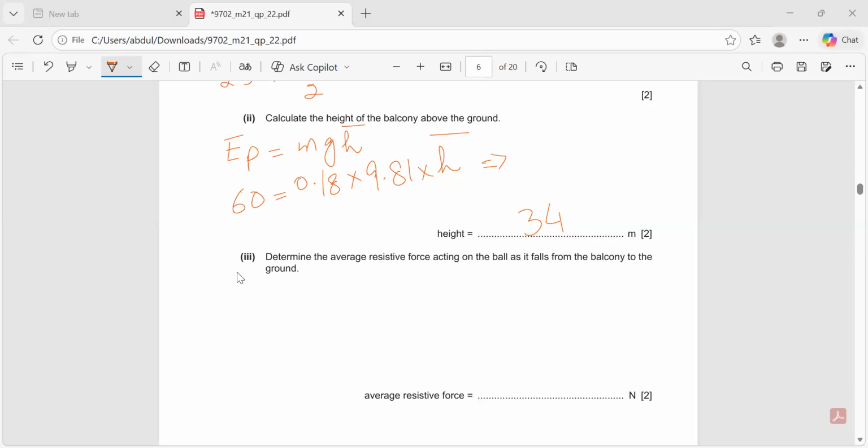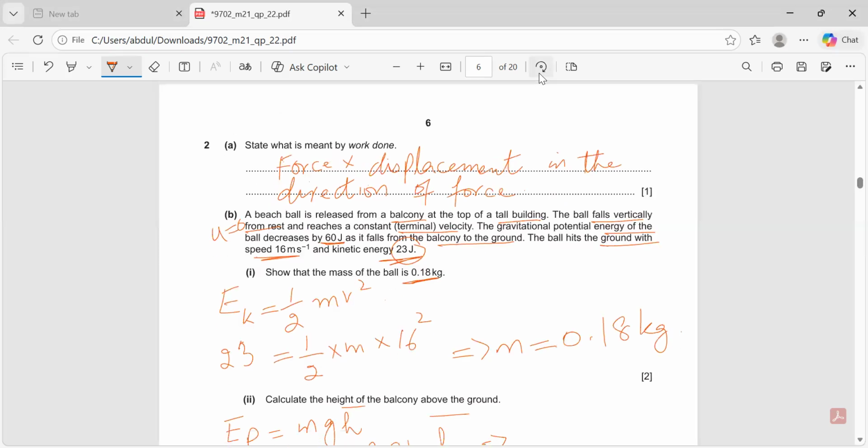Yes, even if it says decreases by 60 joules, it is either a loss in gravitational potential energy or a gain in gravitational potential energy. Our equation is the same, that is mgh. If they want to calculate the changes, then we write delta EP is equal to mg delta h. That's what we can say.